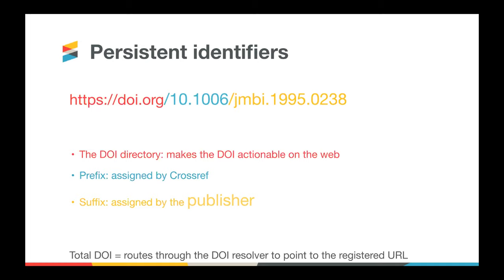The blue is the prefix, which is assigned to every member when they join, that 10.4 or 5 digit number. And then the yellow part is the suffix, which is the part of the DOI that gets assigned by the publisher and is unique to each content item. So each member has a unique publishing schedule and unique publications. So the suffix is something that we don't give you, you decide upon it, depending on what makes most sense for your publication. And joining those things together, the resolver address, the prefix, and the suffix gives you the whole resolvable DOI.